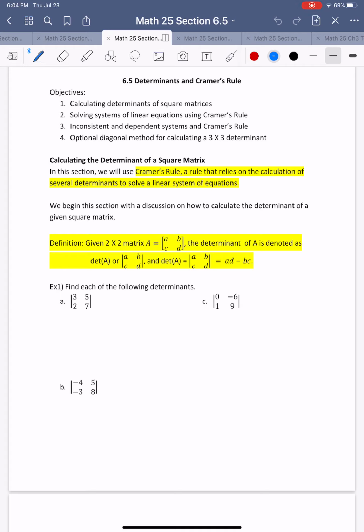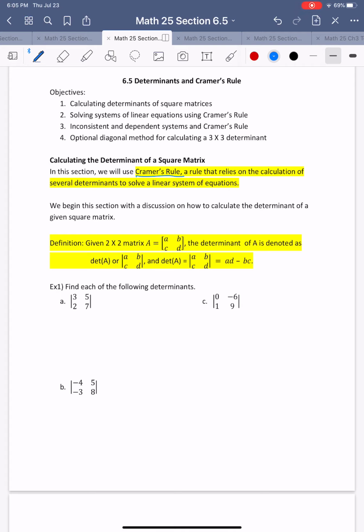So, calculating the determinant of a square matrix. In this section, we will use Cramer's rule, a rule found by Cramer, that relies on the calculation of several determinants to solve a linear system of equations. We begin this section with a discussion on how to calculate the determinant of a given square matrix.